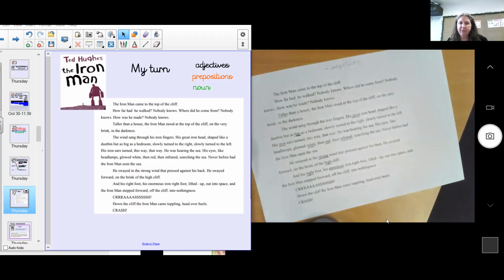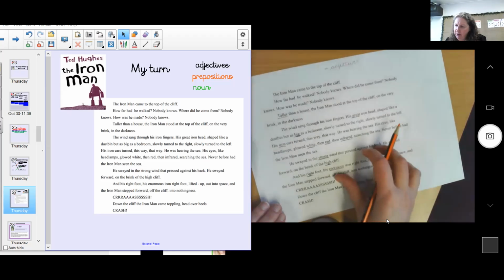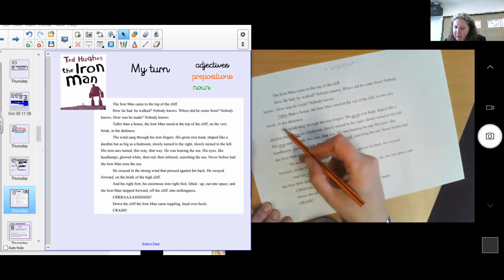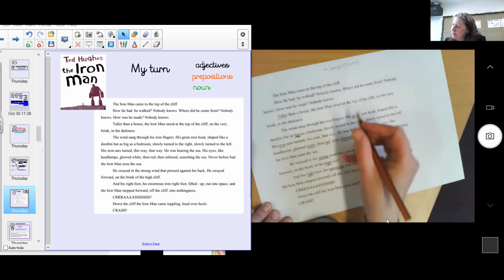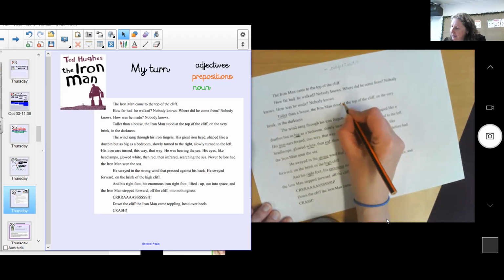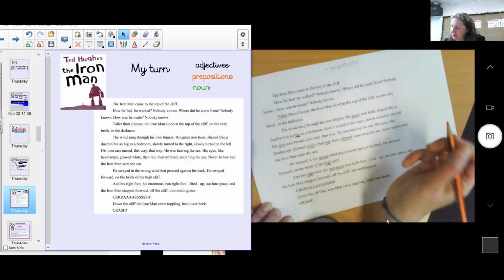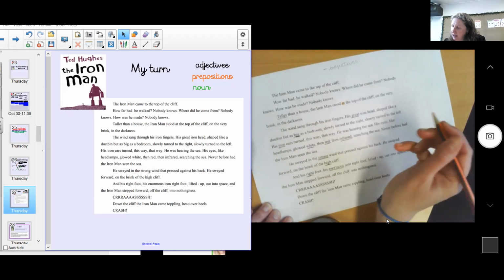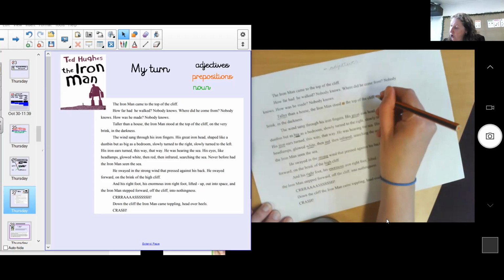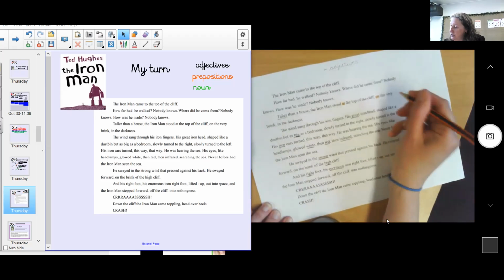Okay, so what I'm going to do now is go through and have a look at those prepositions. But what I've got to remember is the preposition is telling us where something is in relation to something else. So I'm just going to go through it again. We've got at here. I'm going to colour this in so that we can see it easier. So at the top, on is a preposition.